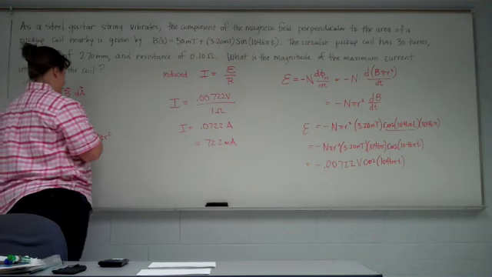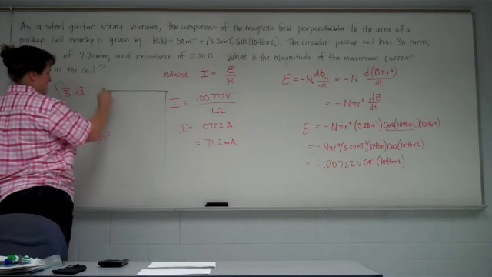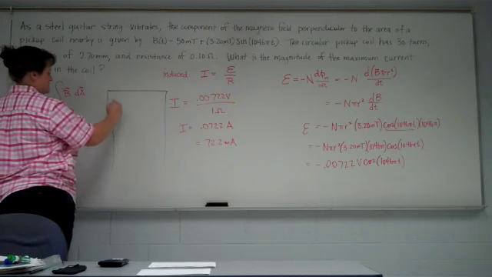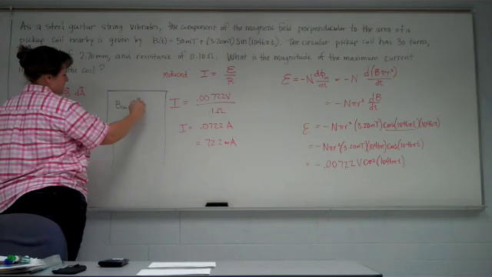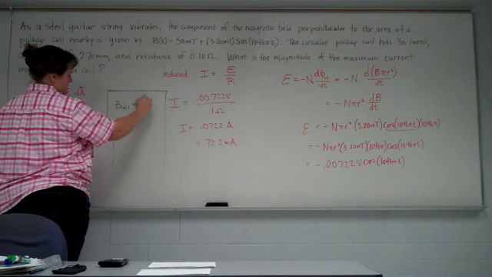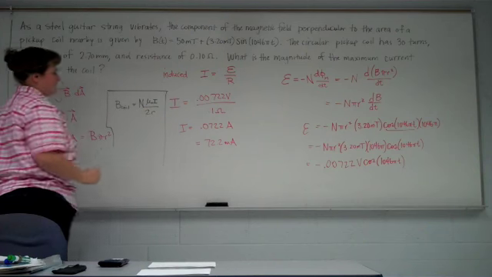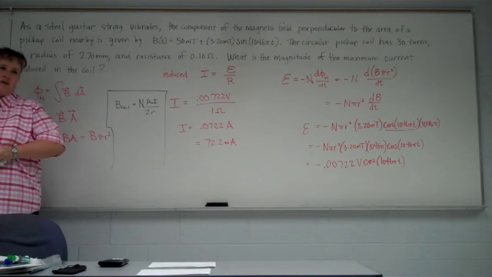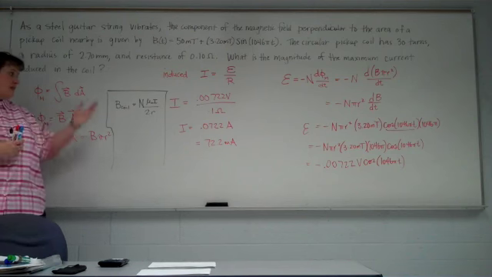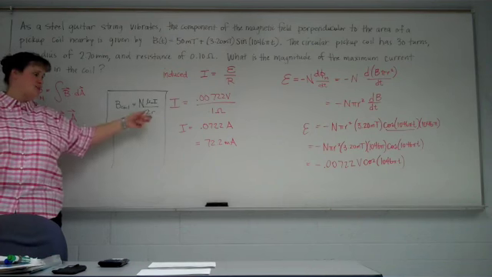On a side note, I'm very grateful you guys didn't do this. I very commonly see students on a problem like this try to use this equation. Very good. Magnetic field of a coil would be N mu naught I over 2R, R being the radius of the coil.